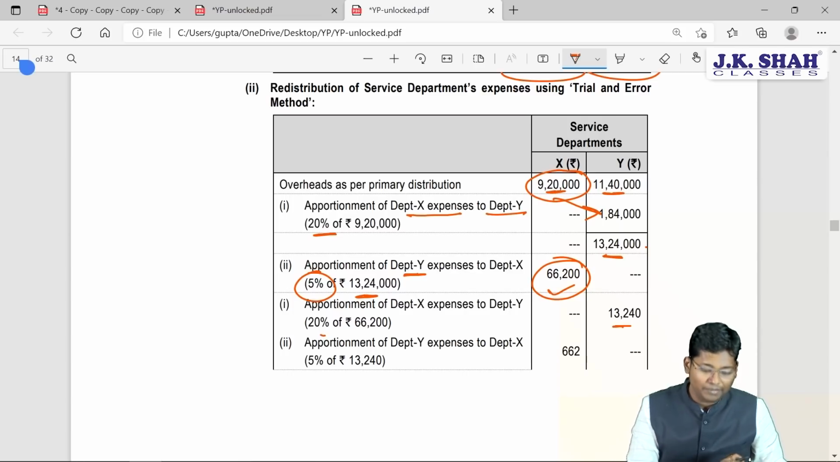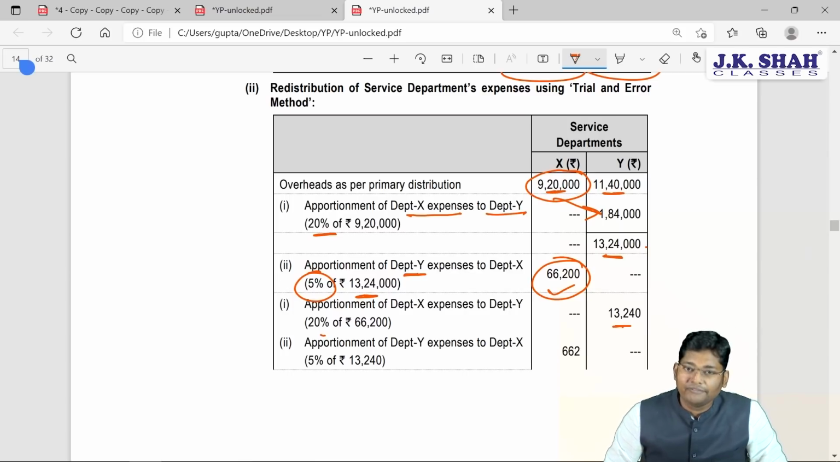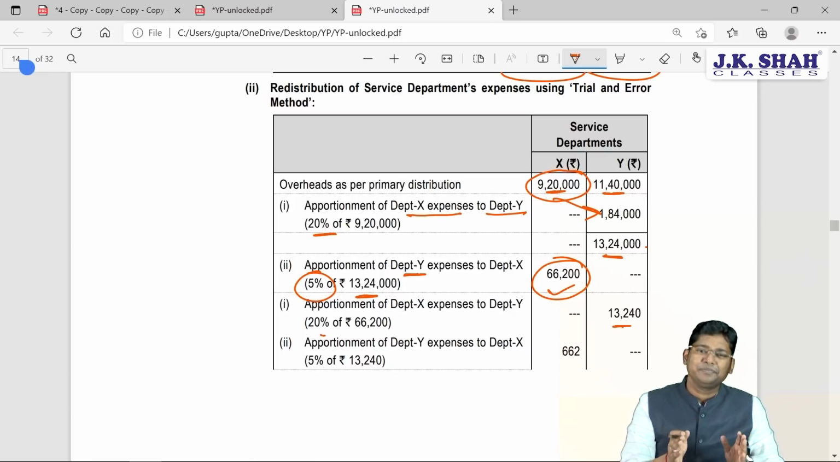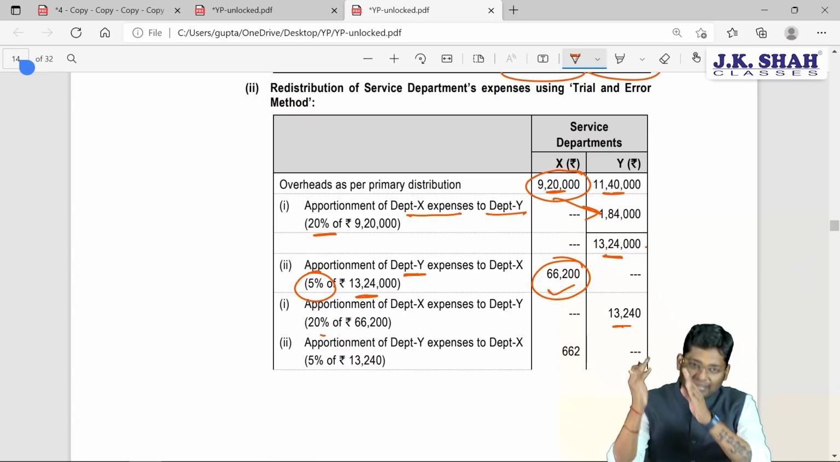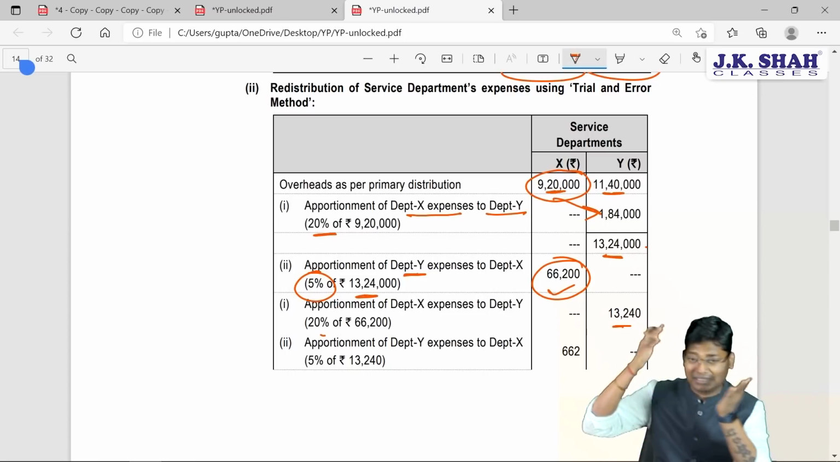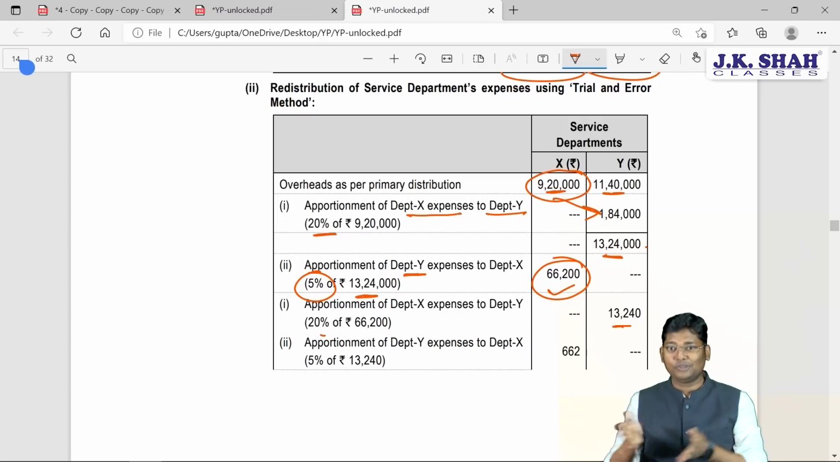66,200 into 20%, 13,240 I have got. Now 13,240 into 5%. So first you need to calculate the amount, then some percentage of that amount. Again you are going to get one more amount, then again the same percentage of that amount. So zigzag case you are going to use.